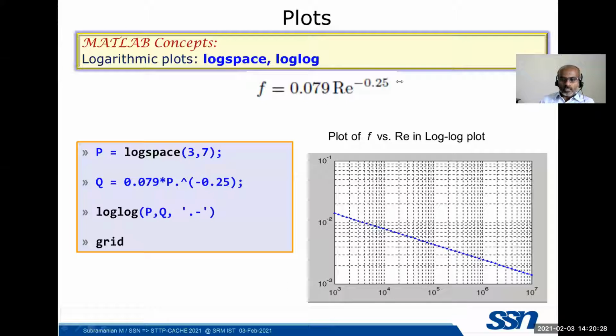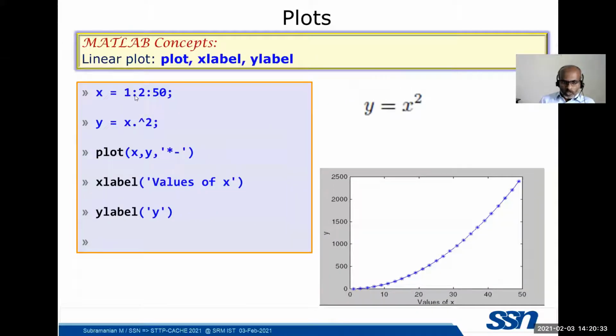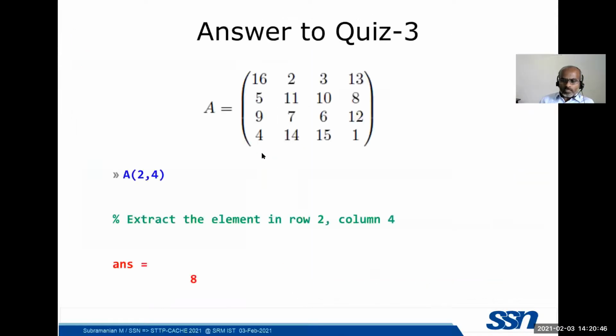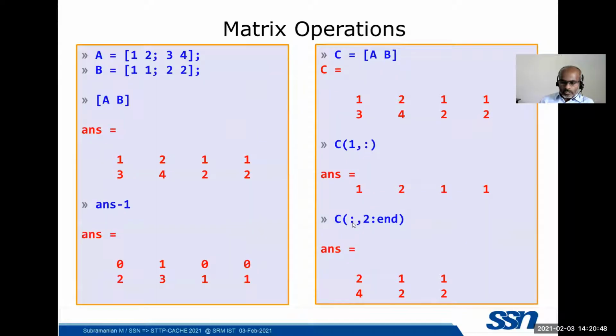Good. Now let us continue. So we have seen this colon. This colon in 1 to 50 is to say the range. This colon also has another role, which we saw when extracting certain elements. Here the colon means all the rows, or second to end is a range. Here it means all. So the colon here is all, and this colon is range.